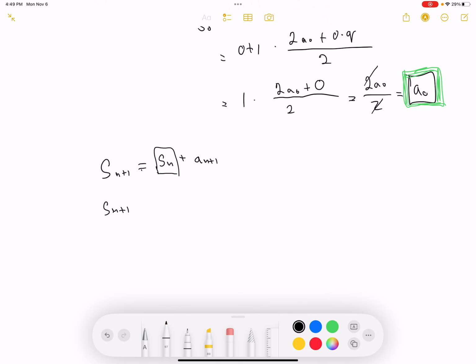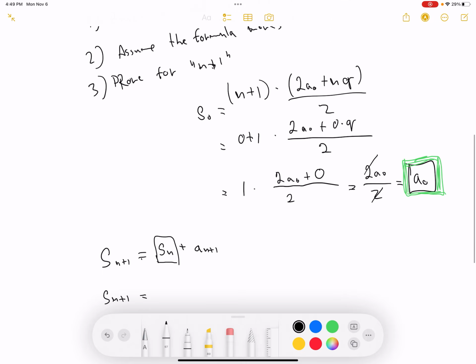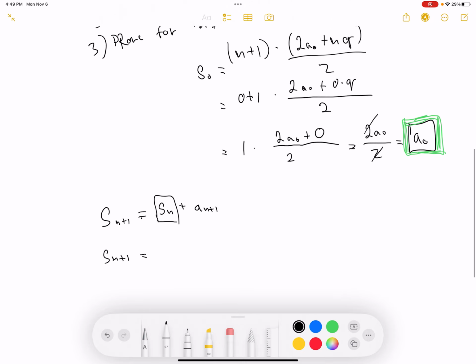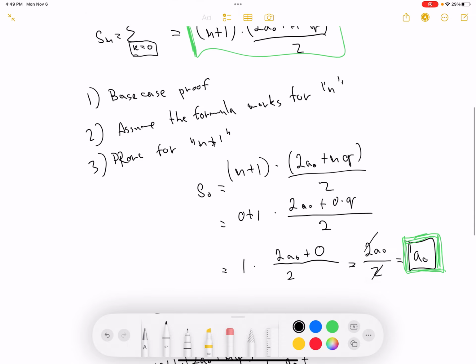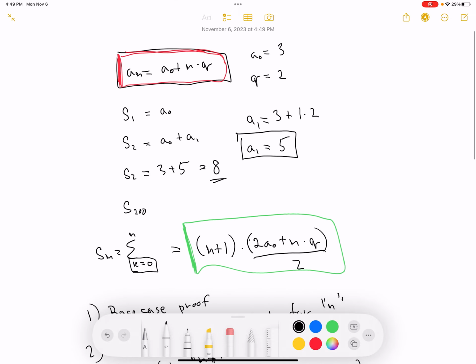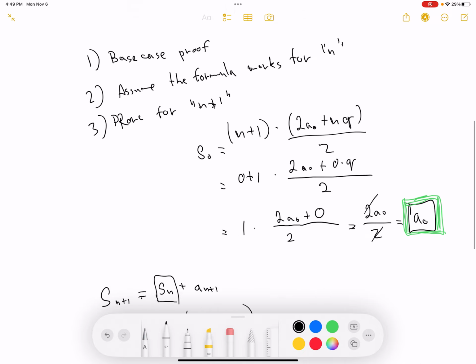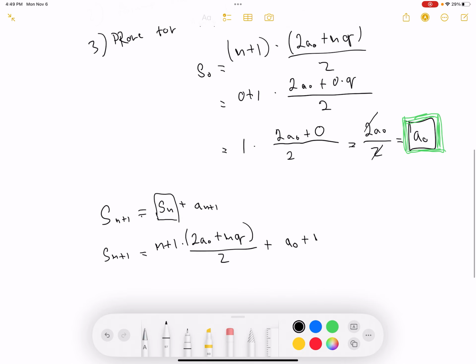So Sn plus 1 would be Sn. Sn is n plus 1 times 2a0 plus nq over 2, plus a0 plus n times q.